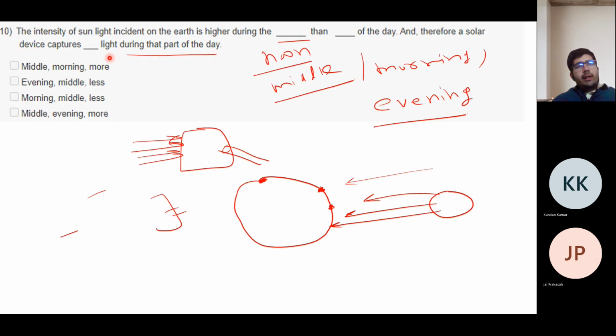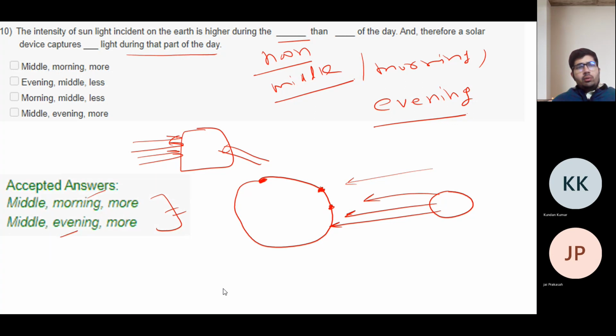The intensity of sunlight incident on Earth is higher during the middle of the day, as we know, as compared to morning or evening, and therefore solar devices capture more light during that part of the day, because in daytime the sun is facing them, so they receive more light. So the correct options are middle, morning and more; middle, evening and more.